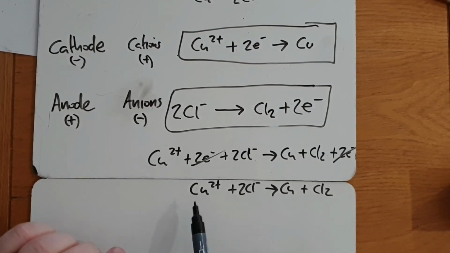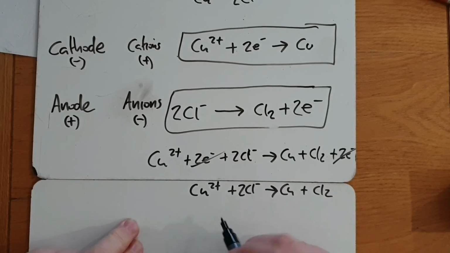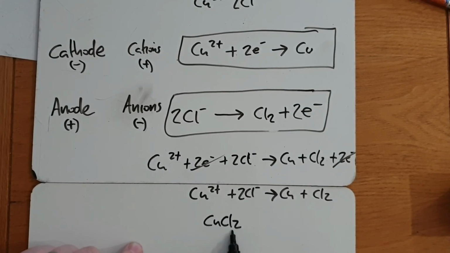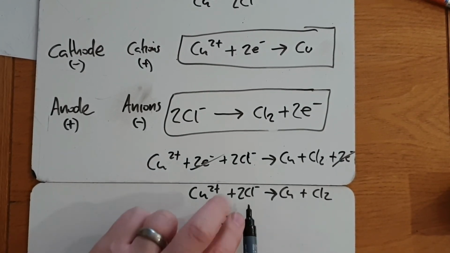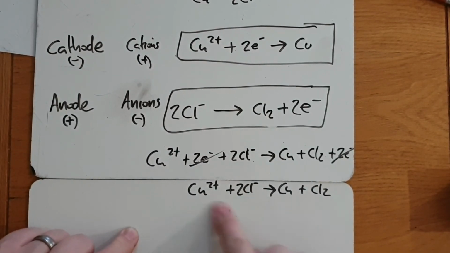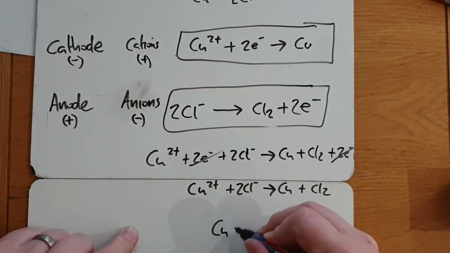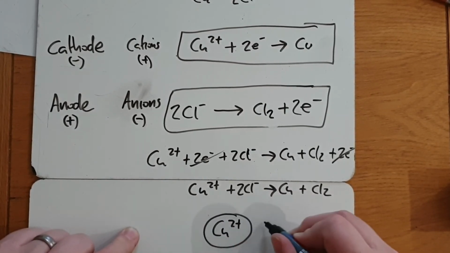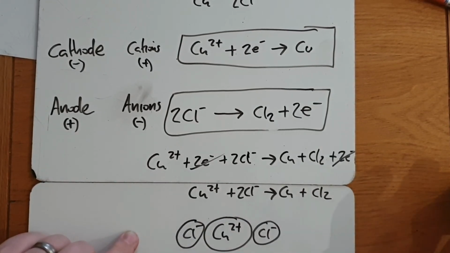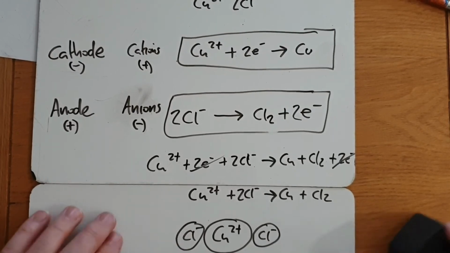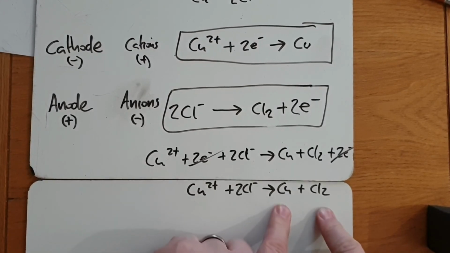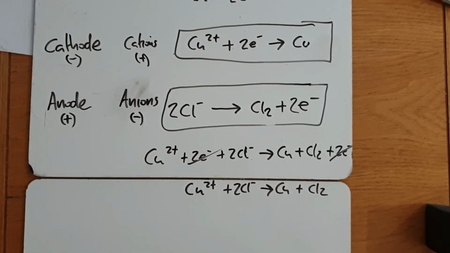So if you look at these two, this is why it has to be molten or aqueous, right? Because if it was solid, it would just be CuCl2. But when you melt it, or dissolve it, it means the ions are all floating around separately. So this CuCl2, instead of being a Cu2+ joined onto Cl-, when we melt it, they're all floating separately. So we've got copper chloride made of these two, and when we do electrolysis on it, it splits into those two.